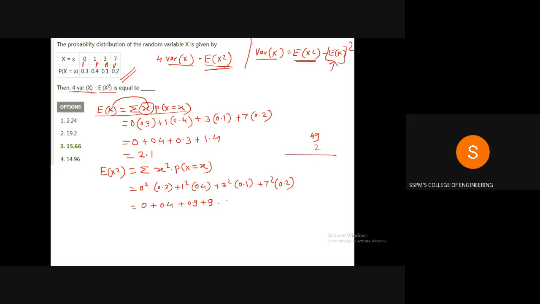So if we add this, what will we get? The addition will be 11.1. So E of x square is 11.1. Now we have to put these values in the above formula to solve it. Okay?